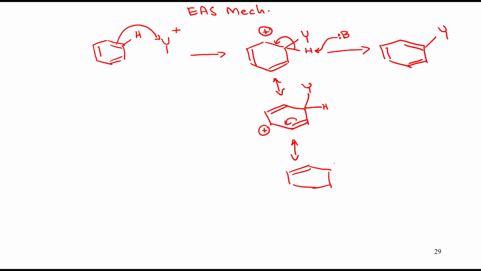So as part of the mechanism, you also need to be able to show its resonance structures for the intermediate. So you have this intermediate in the middle, it has 3 resonance structures. Okay, so how can you memorize those reactions a little bit more easily?